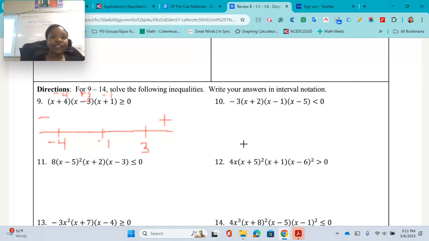All right, now let's look at multiplicity. At the -4, what's the multiplicity there? 1. So it went through or bounced? Went through. So that will give me opposite here. All right, how about at -1? Multiplicity is 1. Did it go through or bounce? Went through. So it goes opposite here.